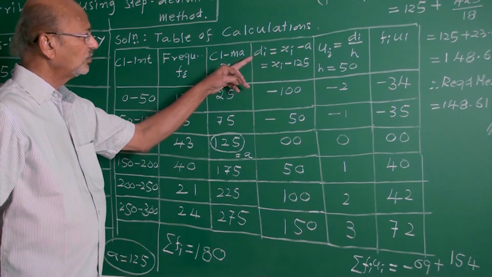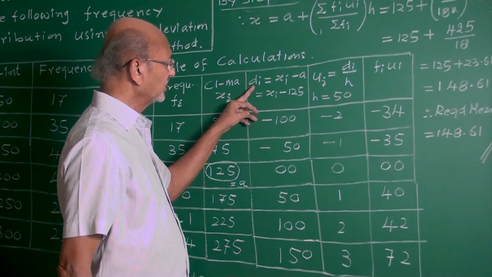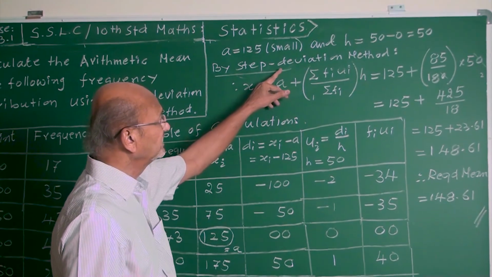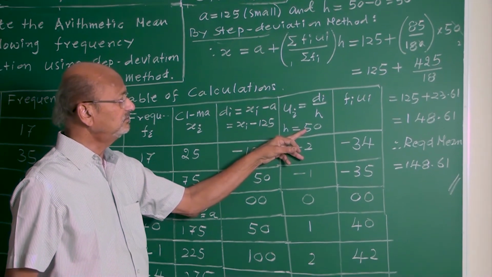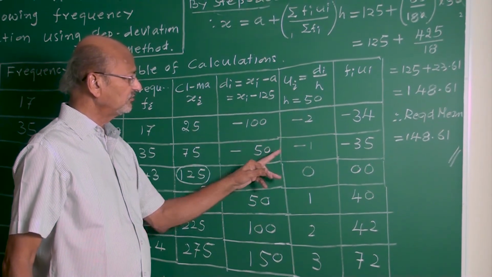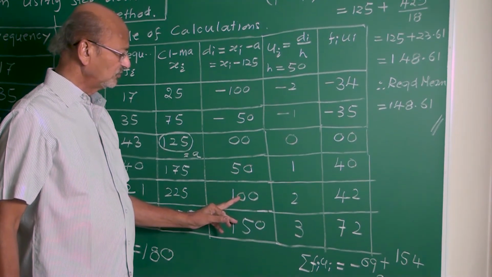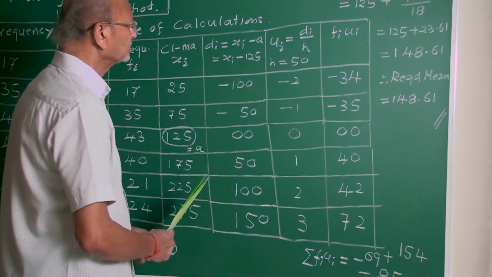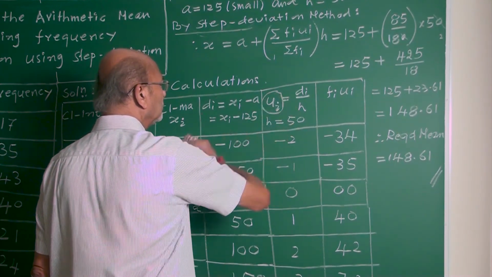These are the values of Di. Next column is Ui. It is Di upon h. These numbers must be divisible by h. Then only we can apply the step deviation method. Otherwise, no. What is your h? 50. Minus 100 upon 50, minus 2. Minus 50 upon 50, minus 1. 0 upon 50, 0. 50 upon 50, 1. 100 upon 50, 2. 150 upon 50 is 3. Then this is Ui, my friends.